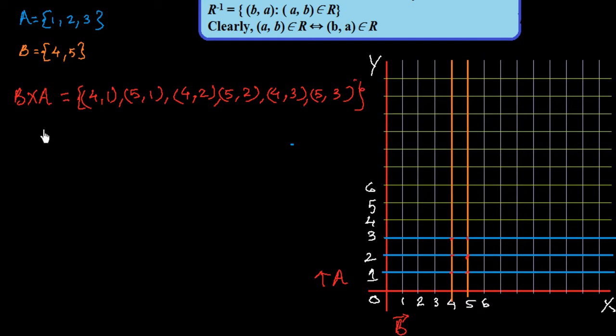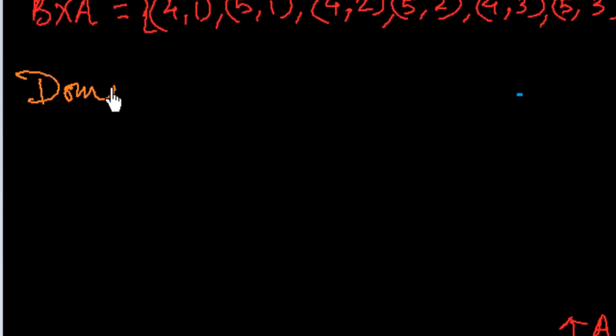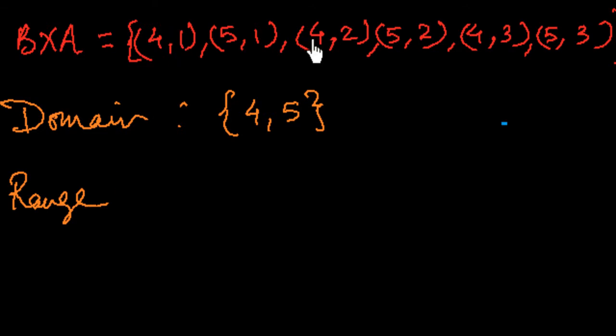So this is the B cross A. It is the relation from B to A. So we see the domain of this. I put down the domain. Domain are all the first elements of the ordered pairs. The first elements of these ordered pairs are 4 and 5, so the domain is 4 and 5. And the range is the second element of the ordered pairs, so 1, 2 and 3.